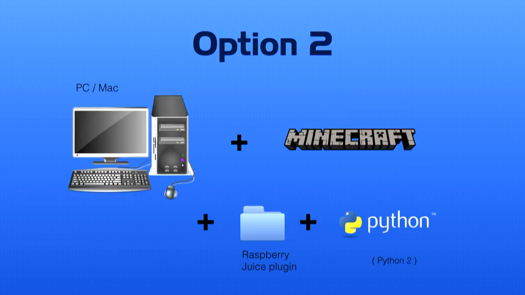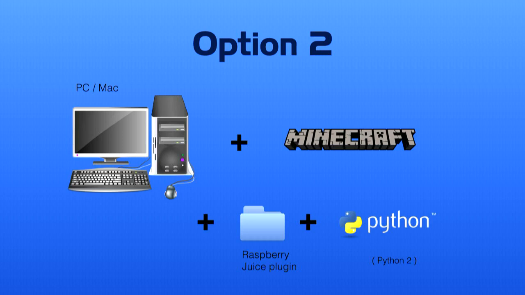So if you don't have a Raspberry Pi, what you can do now is you can just use a normal PC or Mac, but you'll need to buy a copy of Minecraft, so per computer, or Minecraft Edu, which is the same thing. And then you can download for free this Raspberry Juice plugin. I'll show you the website at the end where you can get that. And that comes with the server software and all the API libraries that you're going to need to use your code to talk to your Minecraft server.